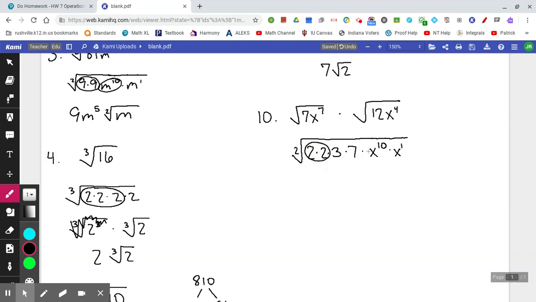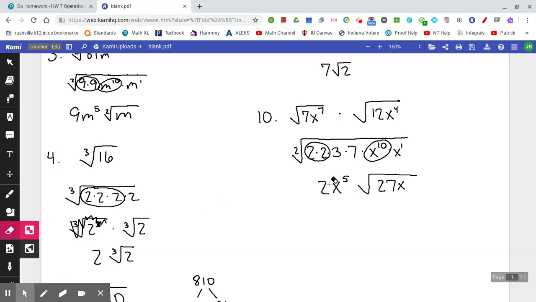All right, now I'm looking for groups of 2. I have 2 2's, 3 and 7, nope, can't do anything with that. And then this x to the 10th can break down. So what's outside of the radical is going to be a 2 from this group of two 2's. And then x to the 10th, taking the square root, is going to give me x to the 5th. And then I'll have the square root of 3 times 7, which is 21, and then x to the 1st, which is x. So my final answer is going to be 2x to the 5th power times the square root of 27x. Whoops. And as I was typing that in, I'm like, whoop, 3 times 7 is not 27. That is going to be 21. So let's try that again.